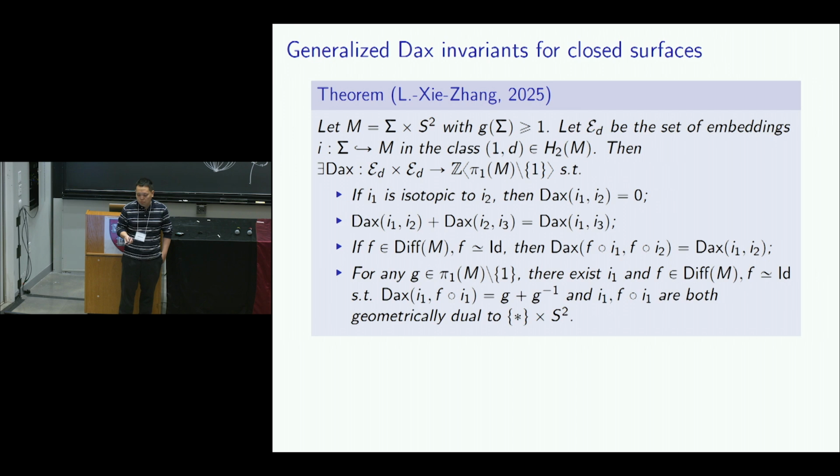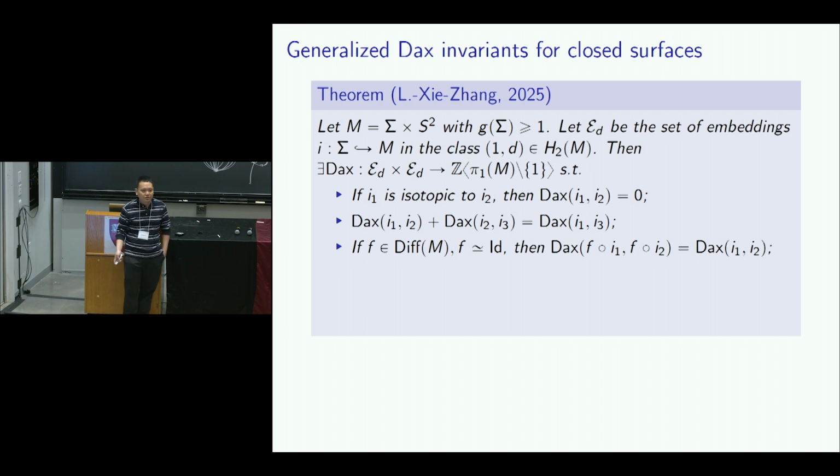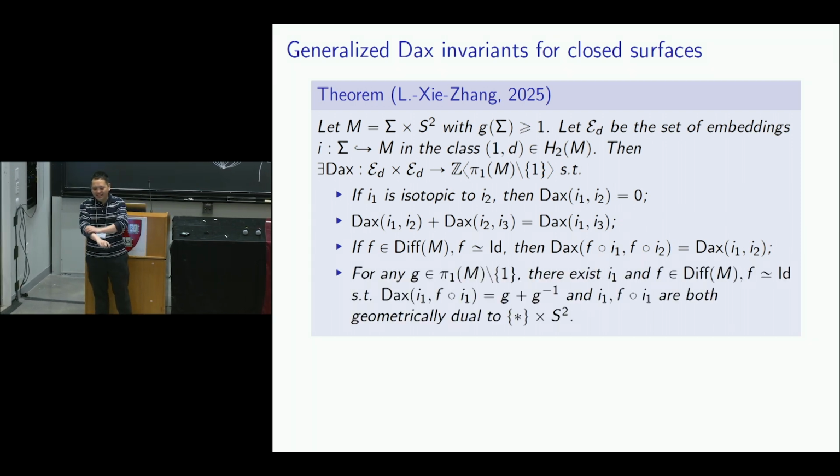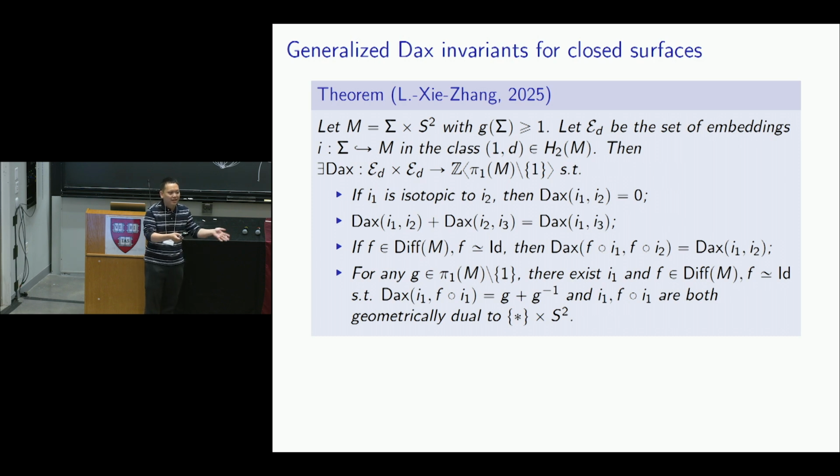Also, if we just look at these three conditions, you may say we can just set everything to be 0. But the fourth condition says: given any g, there exists some embedded surface and some diffeomorphism such that this diffeomorphism takes the embedded surface into a different one, and the relative Dax invariant equals g plus g inverse. So in particular, f and the identity are not isotopic to each other, because they take this embedded surface into a different one.